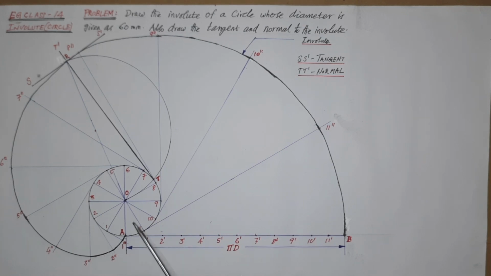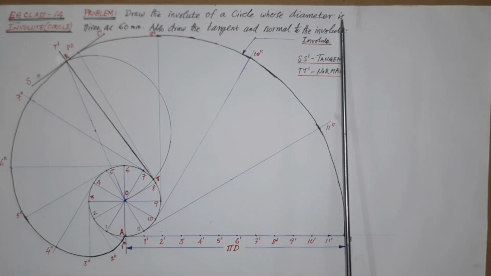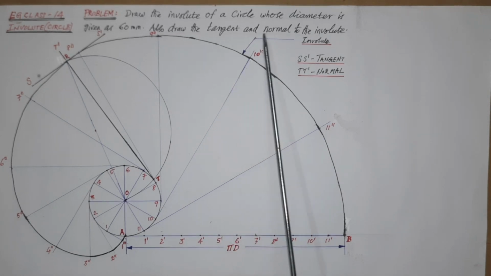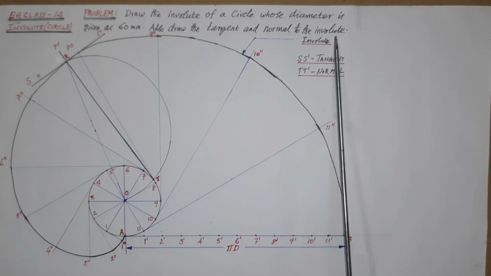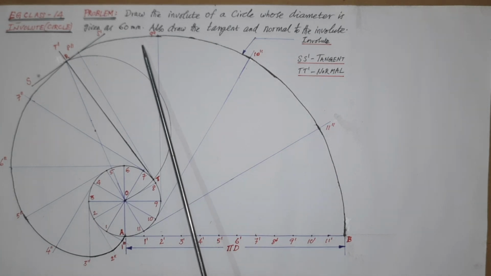Before that, the problem is to be understood. Let me read it now, as given here. Draw the involute of a circle whose diameter is given as 60 mm. Also draw the tangent and normal to the involute. Usually this diameter will be given lesser. Here it is given higher for easy visibility and also to understand.